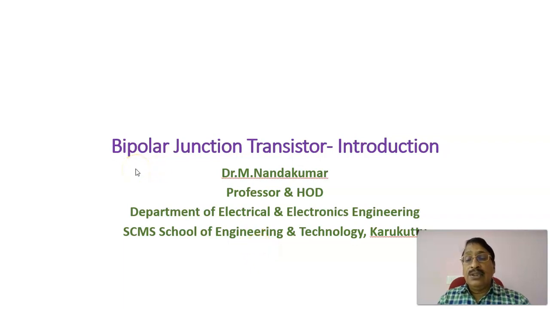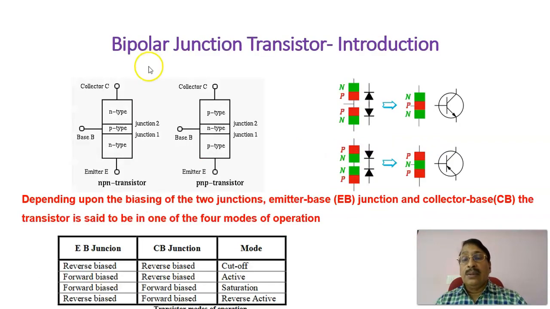In this presentation, I'll be explaining the basic bipolar junction transistor, the types of bipolar junction transistor, what the regions of operation are, and what the input and output characteristics are. Coming to the bipolar junction transistor, or BJT, there are two polarities. That's why it's bipolar: there will be both holes as well as electrons.